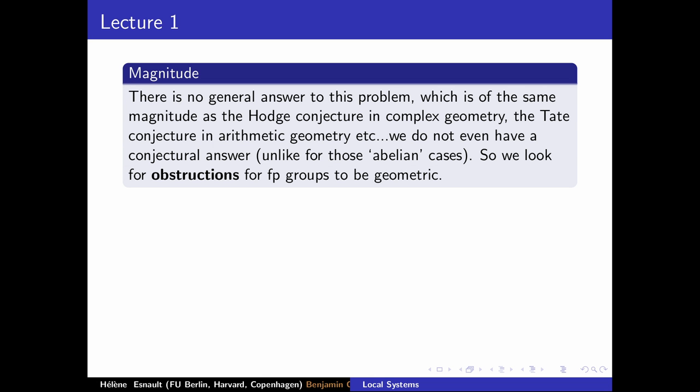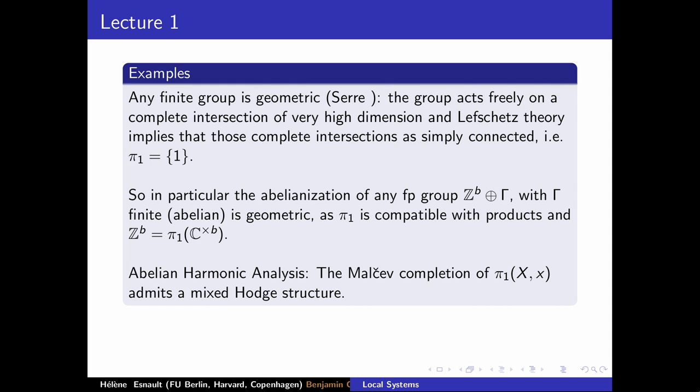This problem is a problem of huge magnitude. It is, if you like, in so-called abelian geometry, like the Hodge conjecture in complex geometry or the Tate conjecture in arithmetic geometry, etc. We do not even have a conjectural answer, unlike for those abelian cases. So we look for obstructions for a finitely presented group to be geometric.